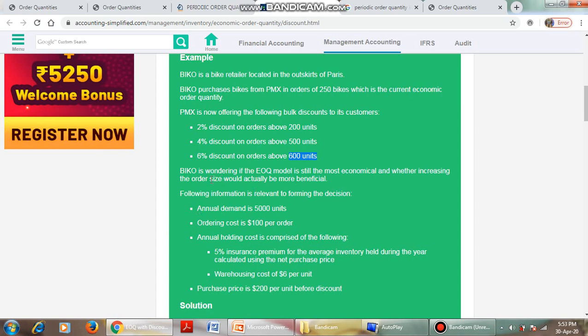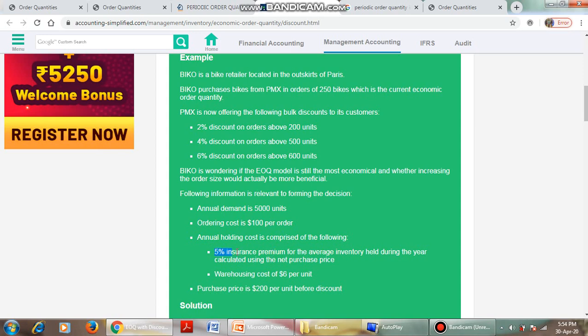So here the data is given. I think you understand. If you buy 200 products, then he will get 2% discount. 500 products he will get 4% discount. 600 products he will get 6% discount. Okay. Annual demand of that particular BICO company is 5,000 units. Ordering cost is $100 per order. For each order, the cost is $100. Remember, ordering cost is $100. What is the annual demand? 5,000. Annual holding cost is comprised of the following.